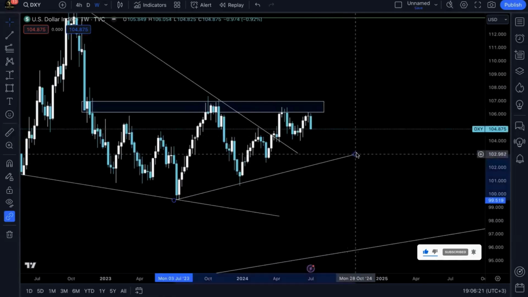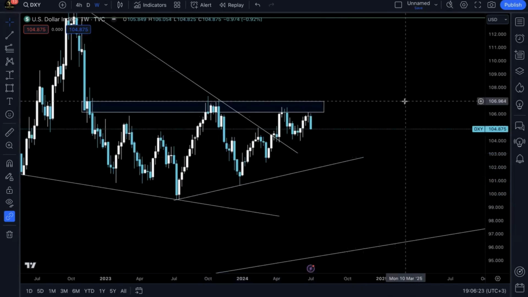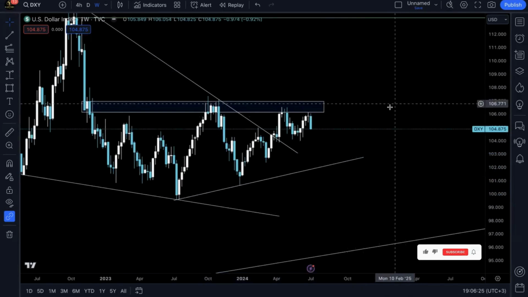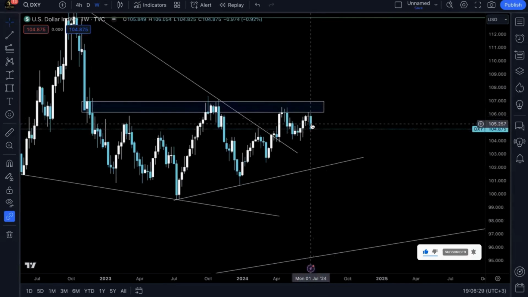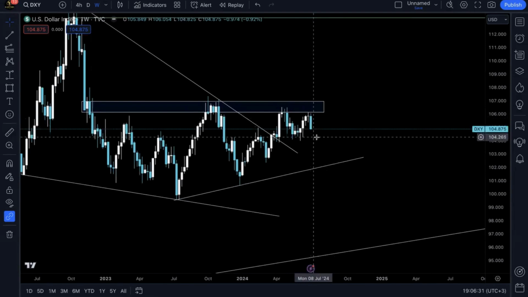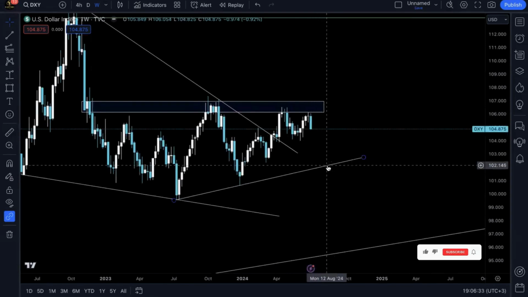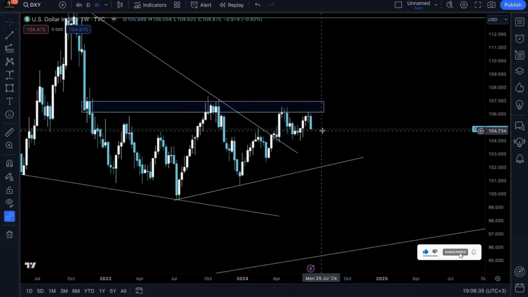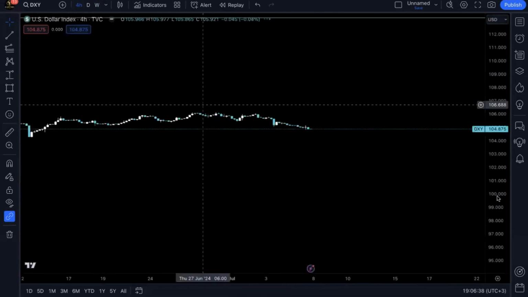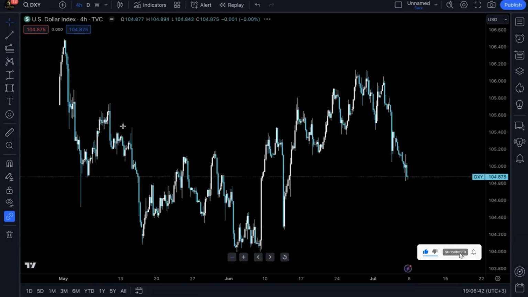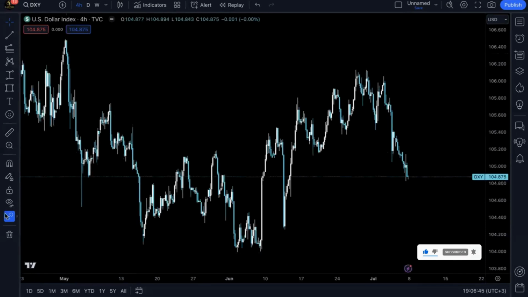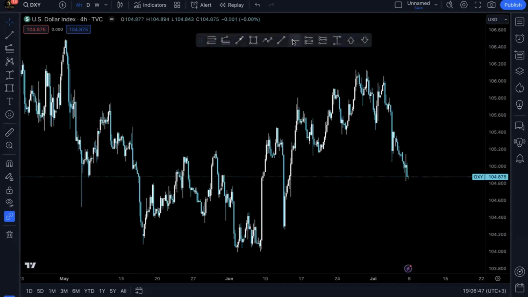Now, I do believe long-term, the US dollar is in an uptrend. But for this trend right here, the bears on the US dollar may be looking to create even a lower low. That's a possibility. However, for the coming week, what am I going to anticipate to see happen? I'm going to anticipate to see the US dollar reach these lows.